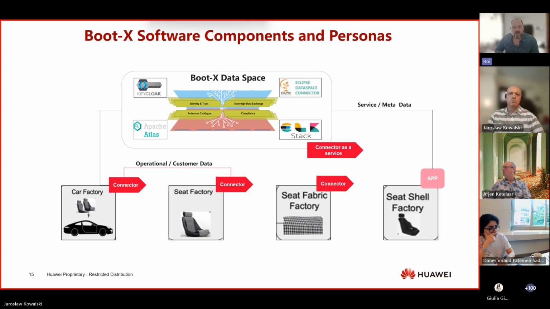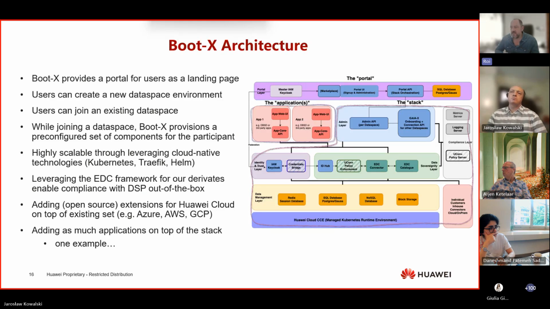In the following slide, we can see the architecture. As you can see, we have the portal, the application, and the stack. And Butex is basically a portal for users as a landing page where users can either create a new dataspace environment or join an existing dataspace. When joining a dataspace, the users get a pre-configured set of components that is highly scalable through leveraging cloud-native technologies. It uses Eclipse Data Connector framework, and it is also possible to add extensions for Huawei Cloud on top of the existing ones from other cloud providers.